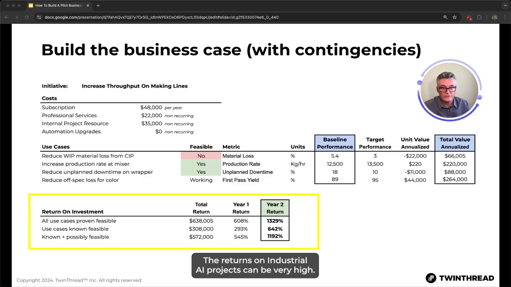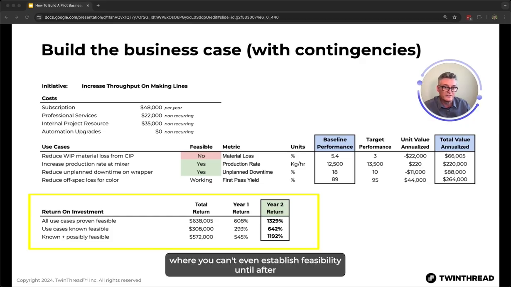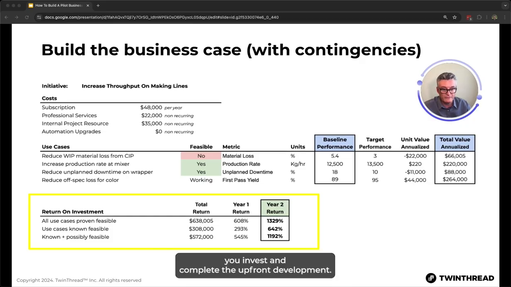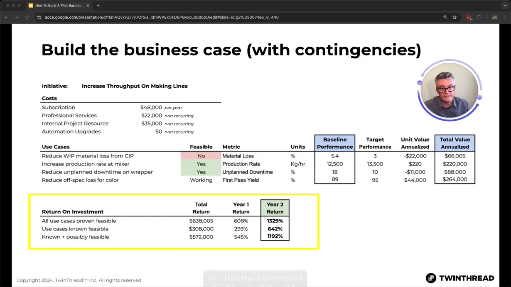The returns on industrial AI projects can be very high. At some level, ROI needs to be high in order to compensate for the perceived risk in doing an AI project. From our perspective, if you follow the right process and focus on deploying pre-built solutions, then the risk is actually low. The risk is high if you build custom solutions from the ground up, where you can't even establish feasibility until after you invest and complete the upfront development. This is why we created TwinThread, to offer the benefits of AI without all the risks.